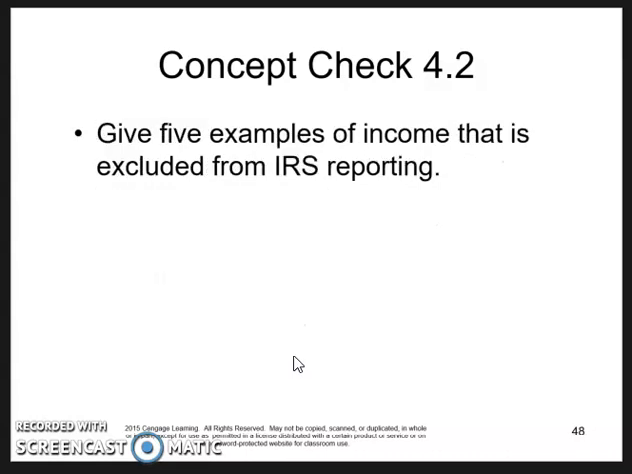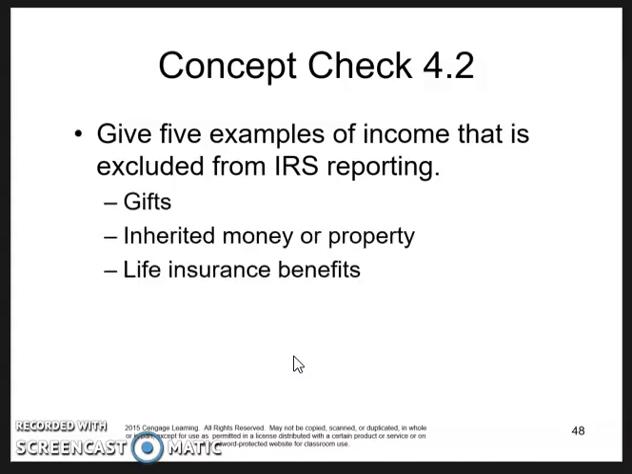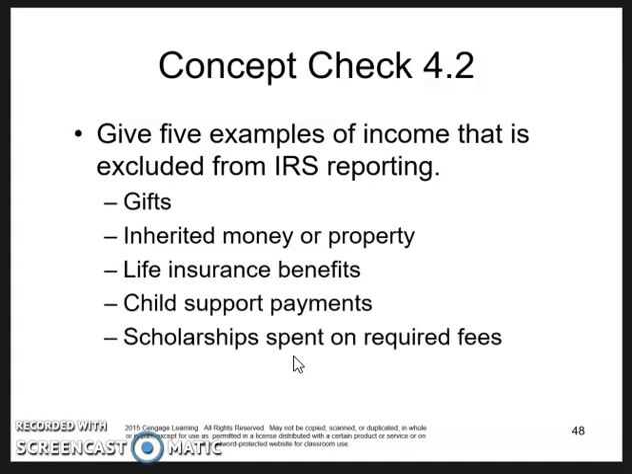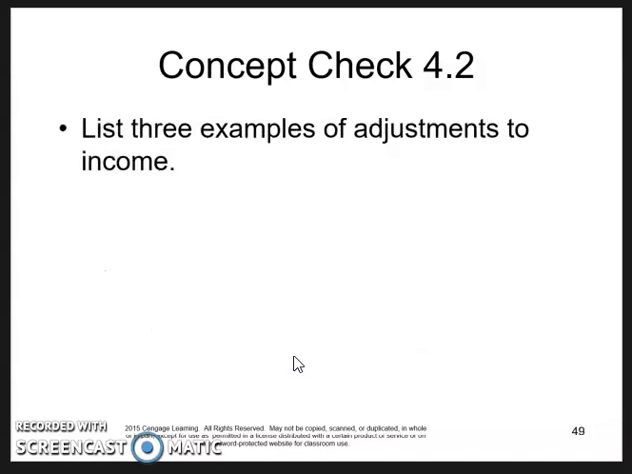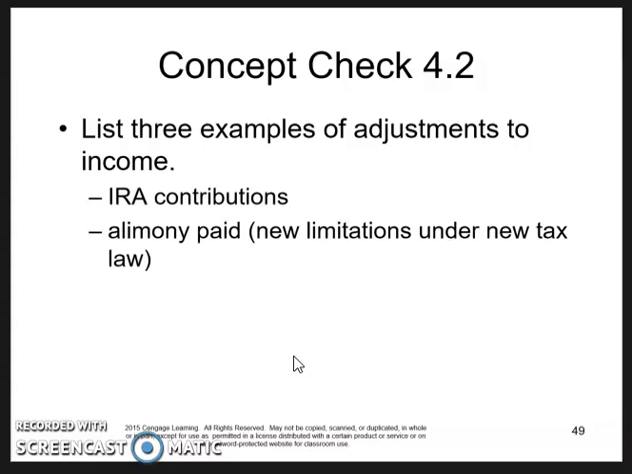The next 5 examples of income that is excluded from IRS reporting: gifts, inherited money or property, life insurance benefits, child support payments, scholarships spent on required fees. 3 examples of adjustments to income: IRA contributions, alimony paid. There are new limitations under the new tax law, so be sure if you are paying alimony, look into that. Student loan interest paid.